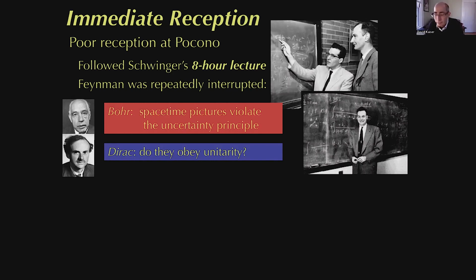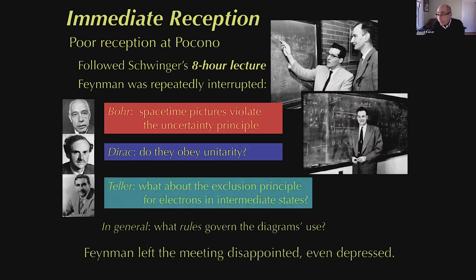That's the simpler version of what Dirac was asking, and Feynman hadn't even thought about the question. He certainly had no answer ready yet. Edward Teller was there. He says, what about when you have a pair of electrons in these intermediate states, two virtual electrons, let's say, do they obey the Pauli exclusion principle? Another cornerstone of quantum physics. And Feynman's response was, that's a really interesting question. I'll go think about it. Again, he had no answer.